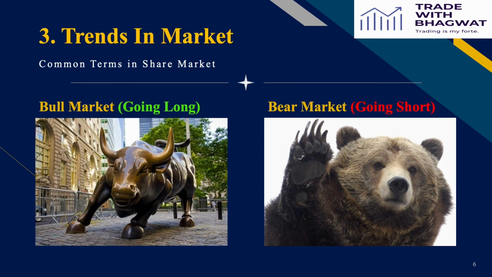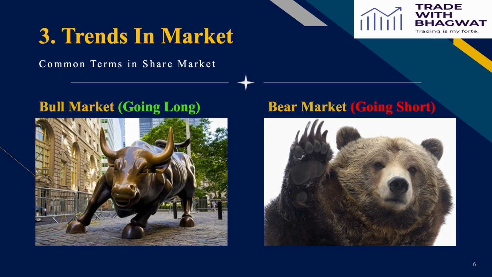Then the next one is trends in the market. Commonly you might have heard about the bull market and the bear market. Let me explain in a shorter way. When COVID started, the market collapsed, and almost all over the world the stock market fell down. That is called a bear market.